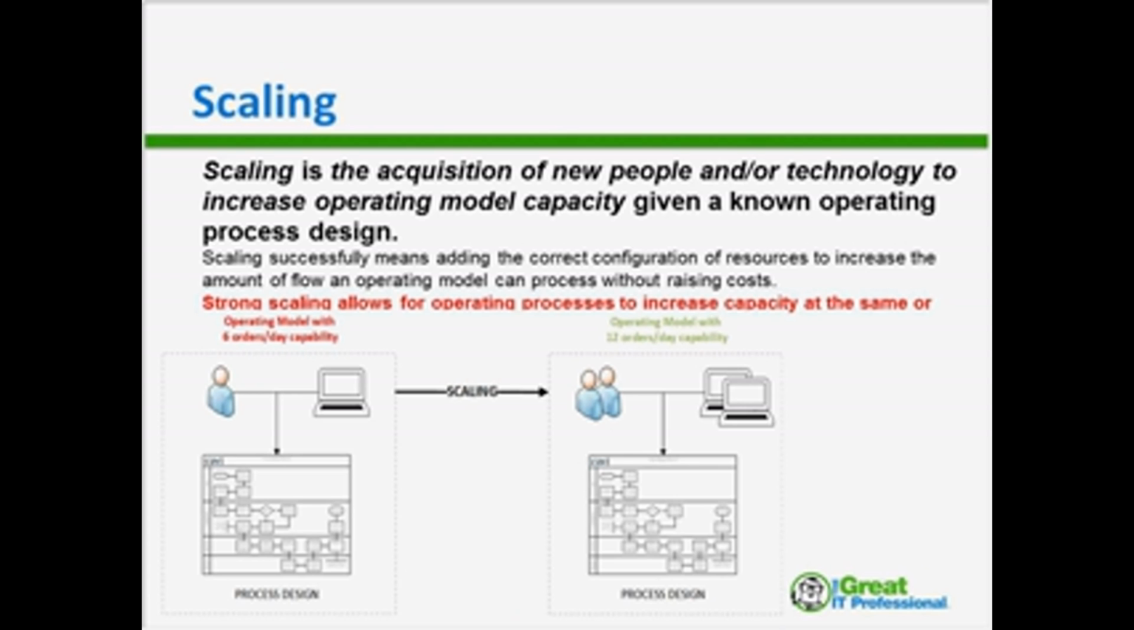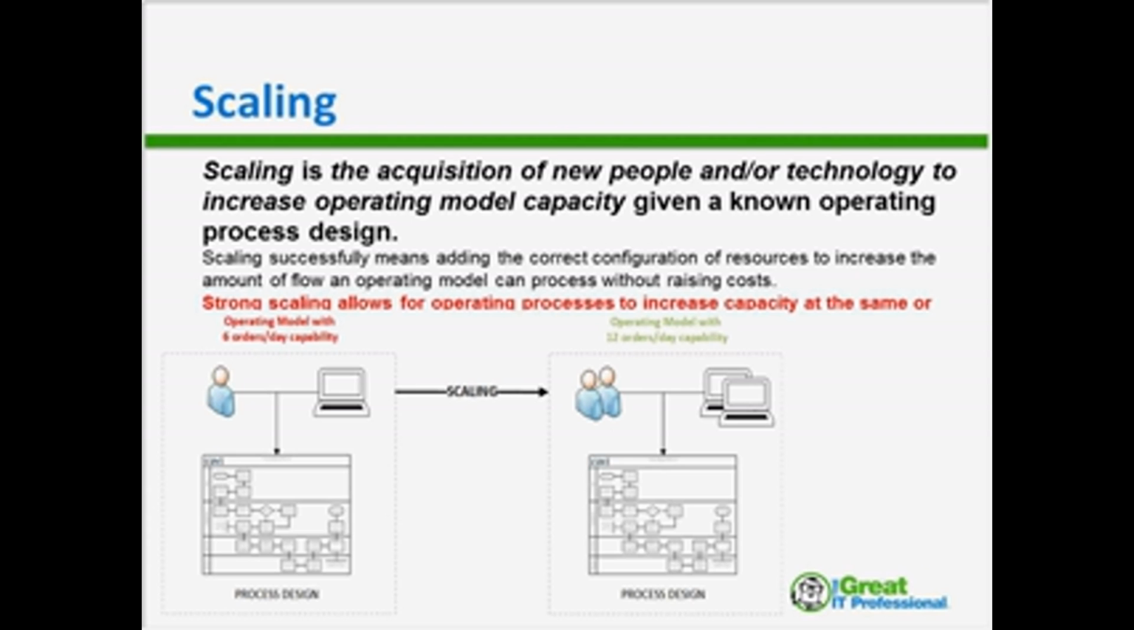So now let's move on to scaling. What is scaling exactly? Scaling is the acquisition of new people and or technology to increase operating model capacity given a known operating process design. So I know that sounds like a mouthful. I'm going to give you a little more and explain what I'm talking about.